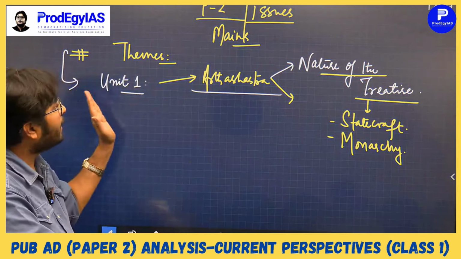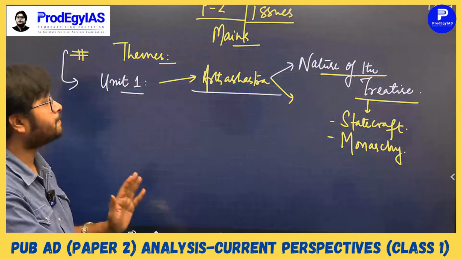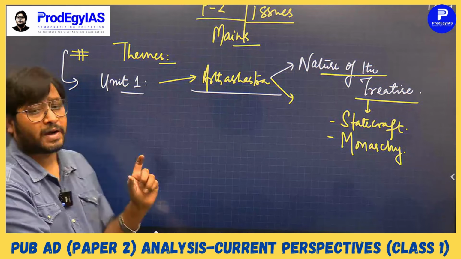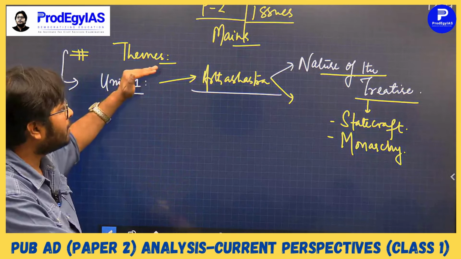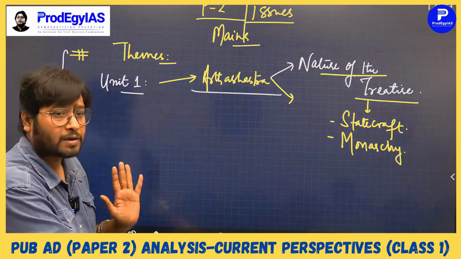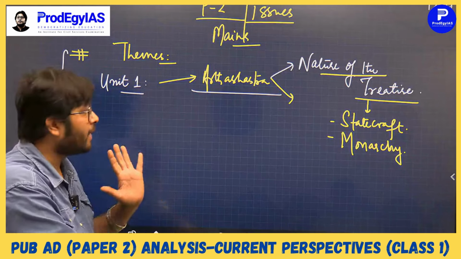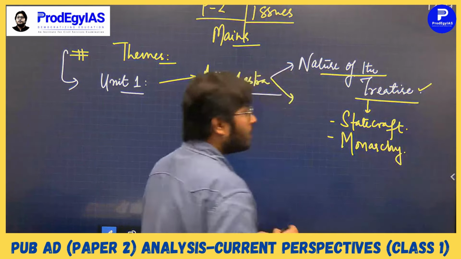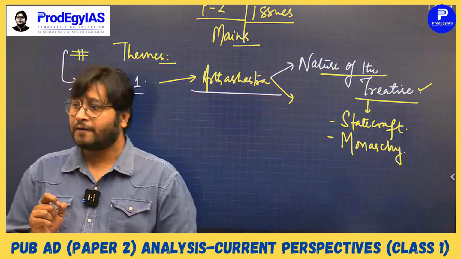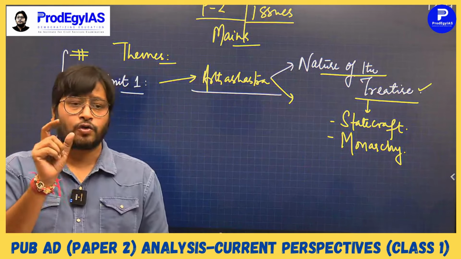So we are trying to find out the themes which are more or less recurrent in paper 2. Fine. So we started with unit 1. What themes are there? One theme is Arthashastra, Kautilya's contribution, right? What is the nature of the treatise? That is one important theme on which the questions are asked. If that is the theme, then we need to use the keywords.